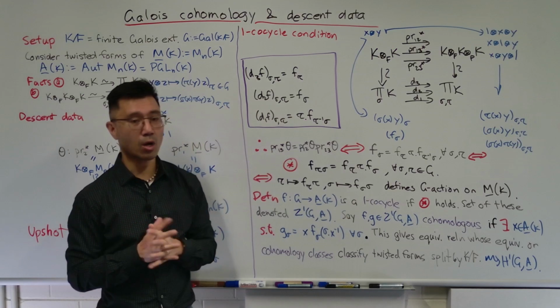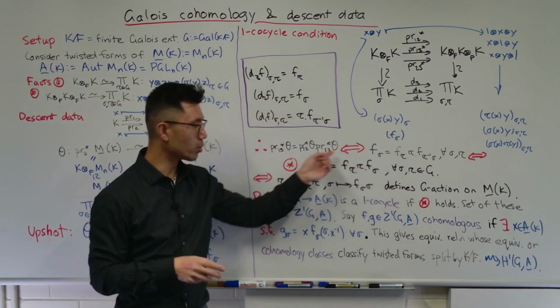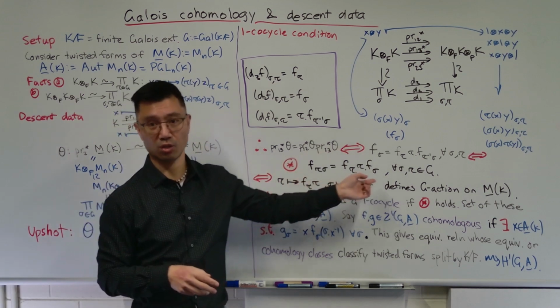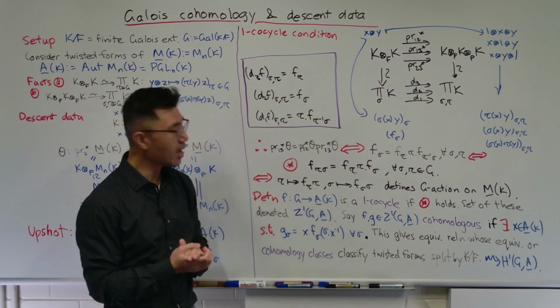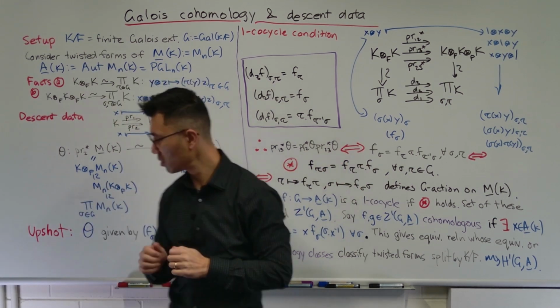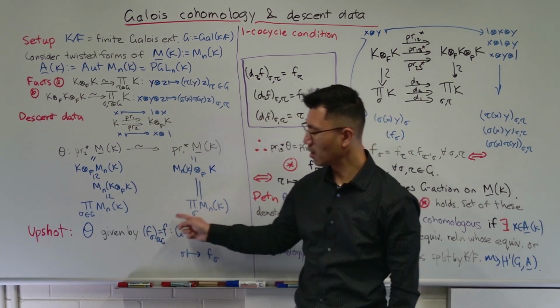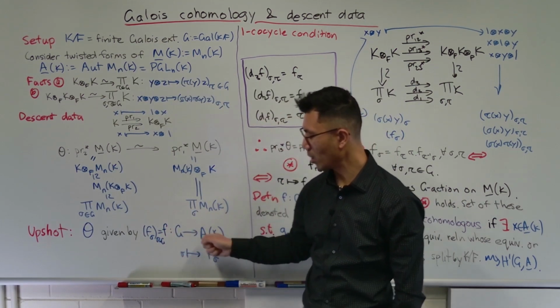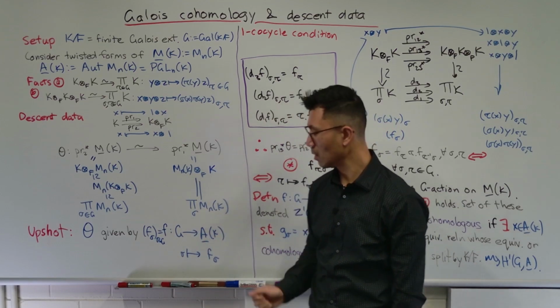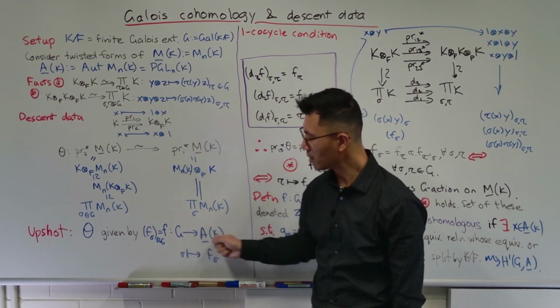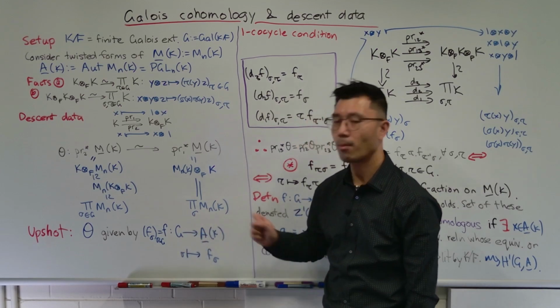If you've seen Galois cohomology, this is one of the standard ways we write the one-cocycle condition. There are some things to note about this. Firstly, remember we said that the descent data is given by a function of this form from G to A underline of K. The first point to note is that maybe you think the correct condition is that this is a group homomorphism.